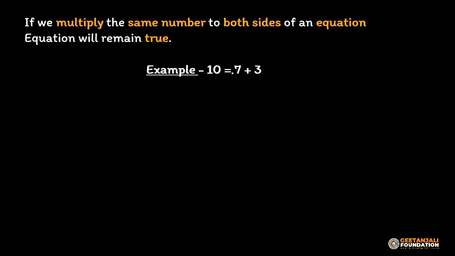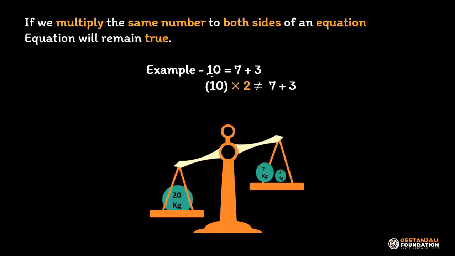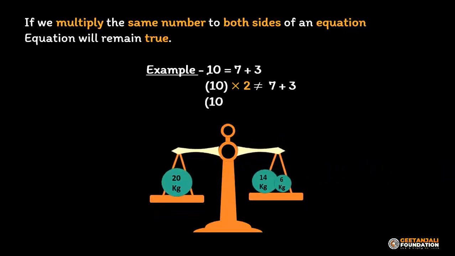Let's take this example. Here again I have taken 10 on the left side, 7 plus 3 on the right side. Now I want to double this value. So when I want double of this value, I need to multiply it by 2. So I have multiplied it by 2. You can see what happened. On the left side it is 20 and on the right side it is 10. So it has lost its balanced state. So I will bring it to balanced state again by multiplying the right side by 2 as well. So if we multiply both sides of an equation by the same number, the equation will remain true.